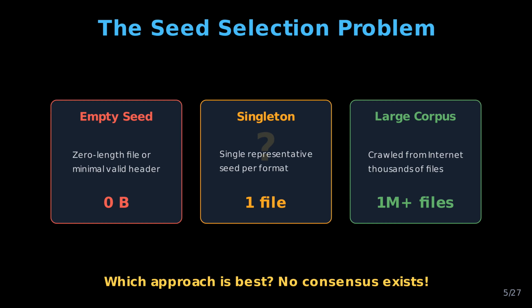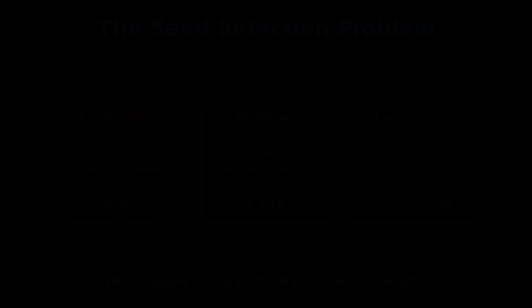Surprisingly, there's been no real consensus on which of these approaches is best. Some researchers swear by the empty seed, arguing that it's simpler as a starting point and that it reduces the search space, but others prefer large corpora for maximum initial coverage. This paper sets out to settle this question systematically.